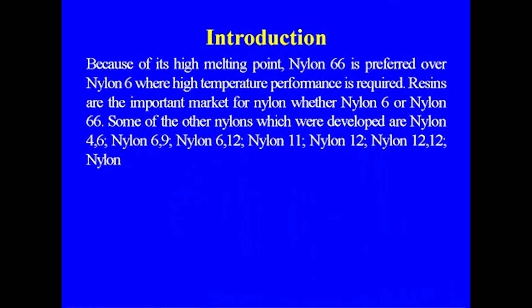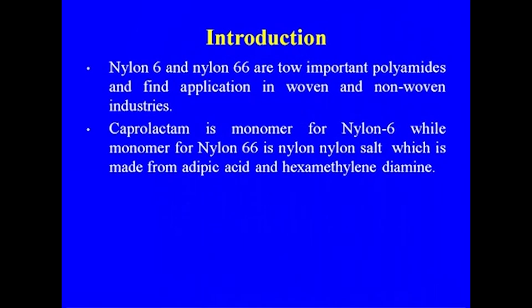Some of the other nylons which were developed are nylon 46, nylon 69, nylon 612, nylon 11, nylon 12, nylon 1212, like that. A number of variations in nylon are there, but nylon 6 and nylon 66 are the important polyamides.